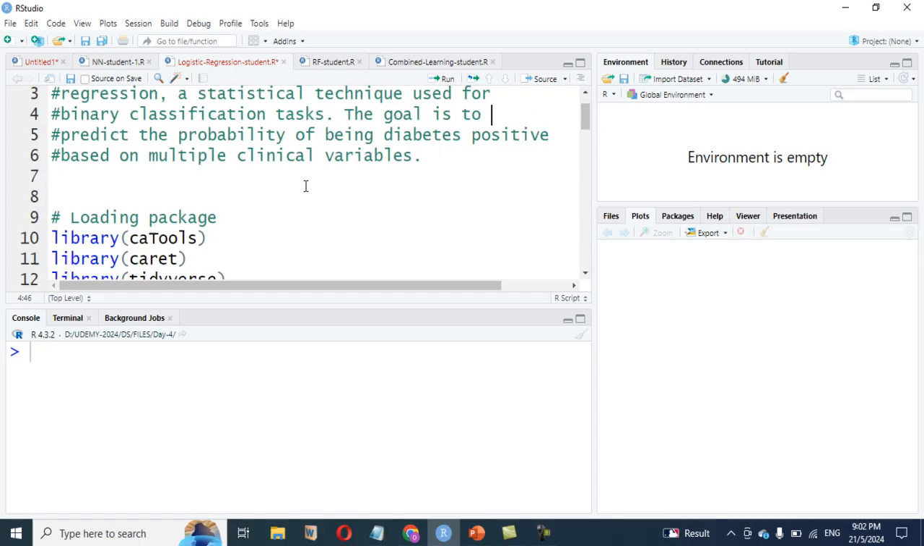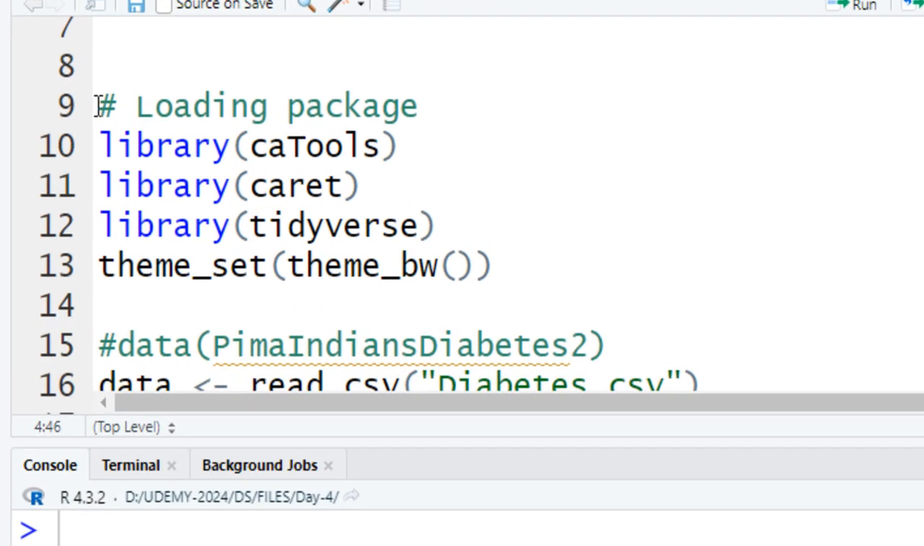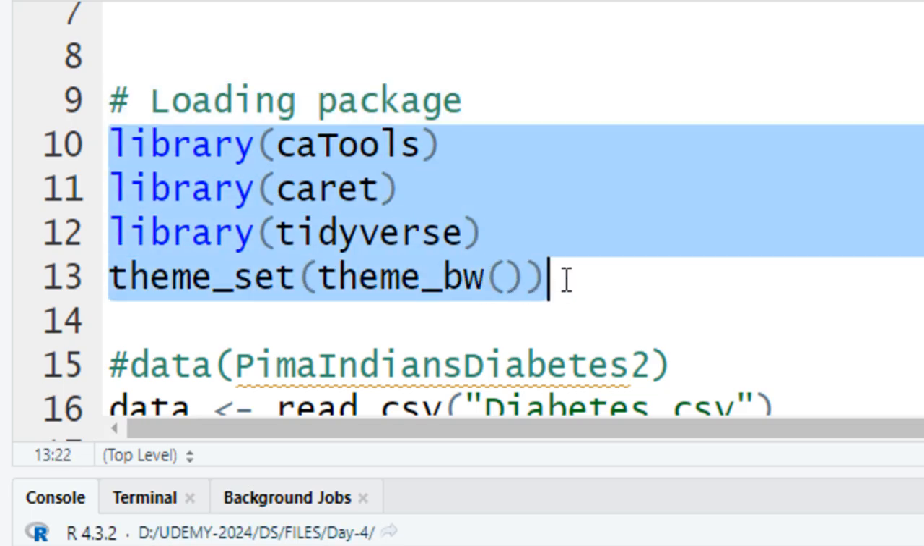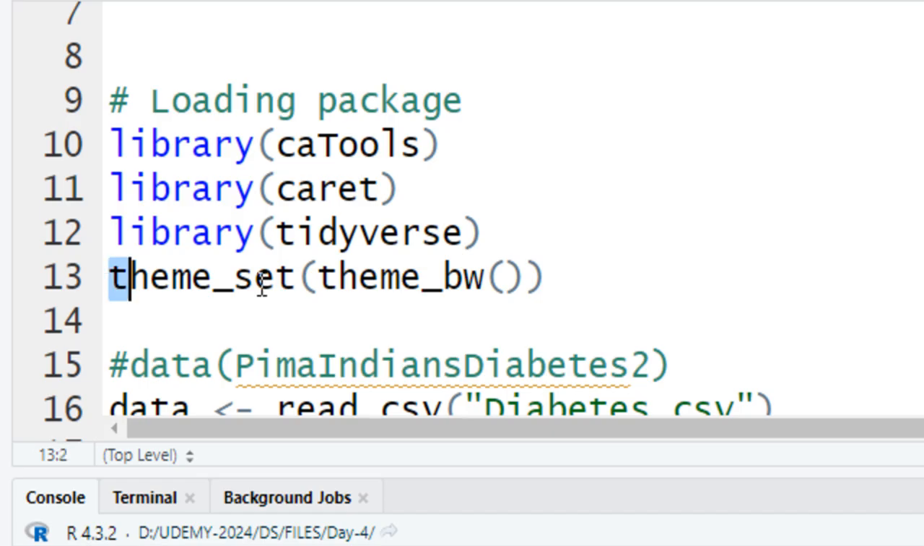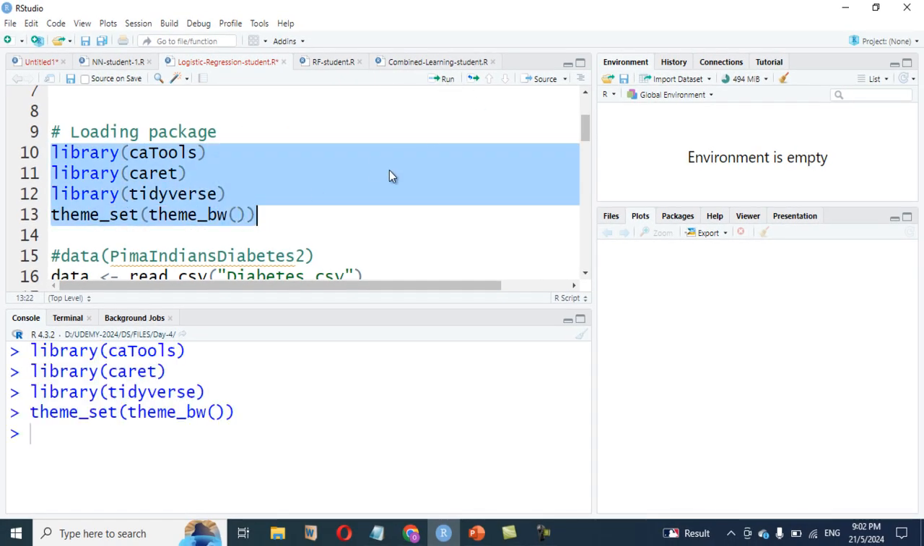All right, so let's first load some packages we are going to use. We have to load these libraries. This one is just to visualize our chart later, so I just load it together, never mind. All right, so it's loaded.